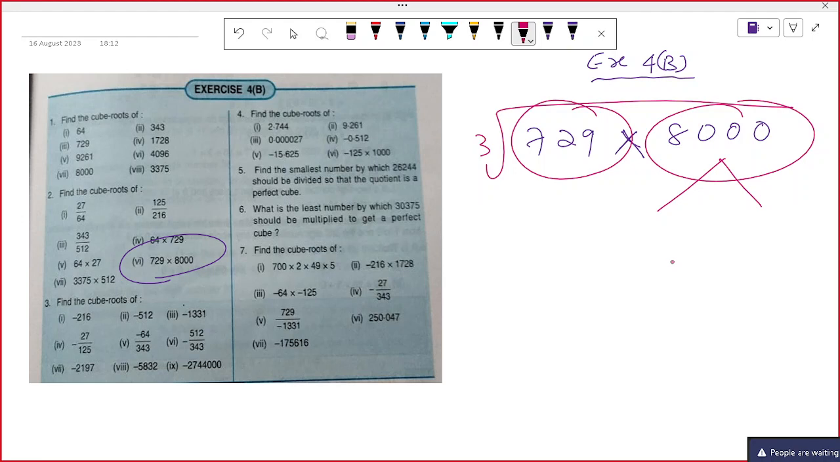Done, sir. Okay, just a minute. So 9 into 2 into 10, which is 180, sir. Yeah, just a minute, Akansh. Yes, sir.